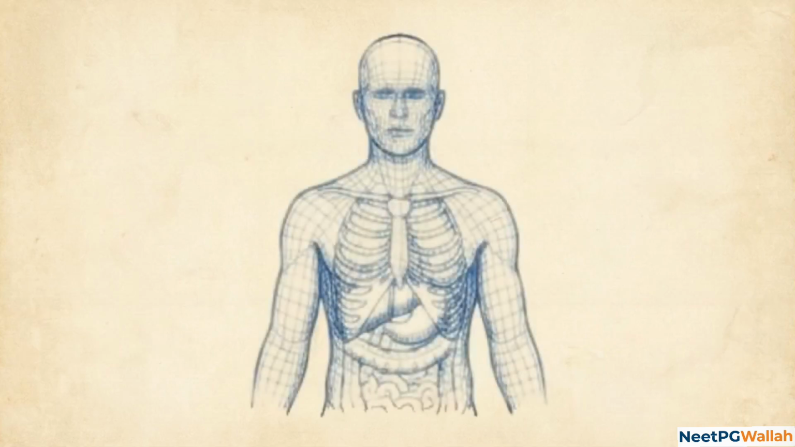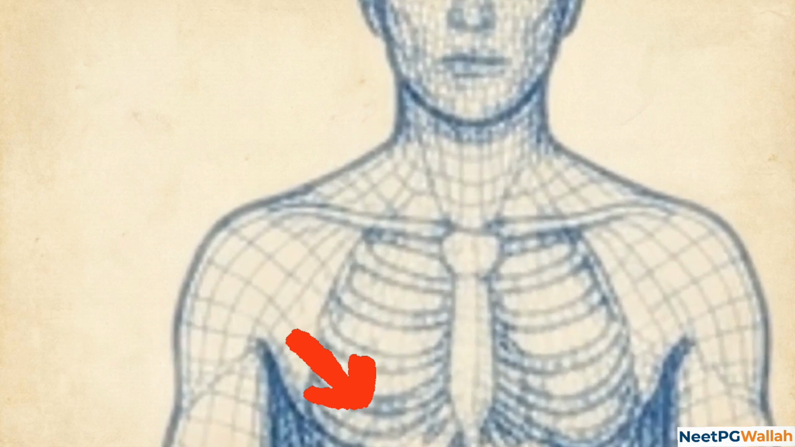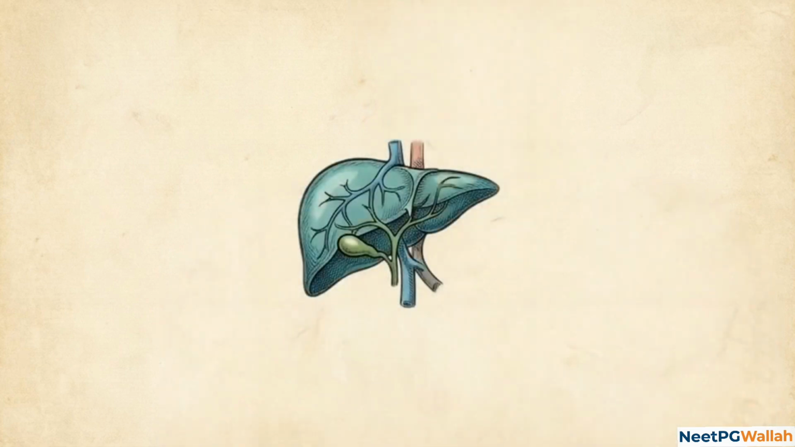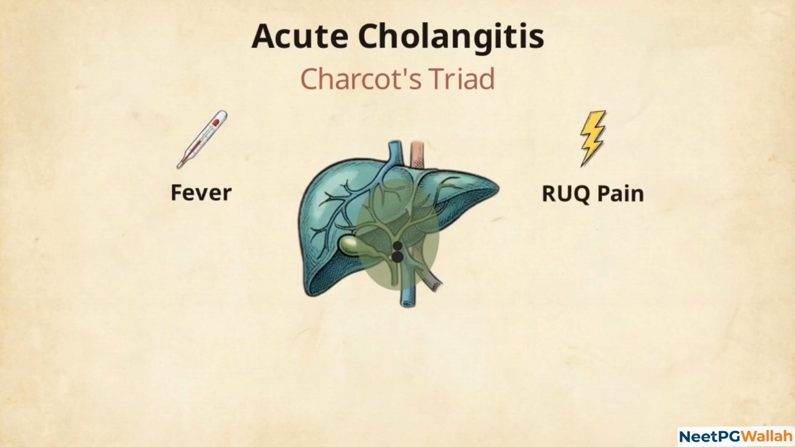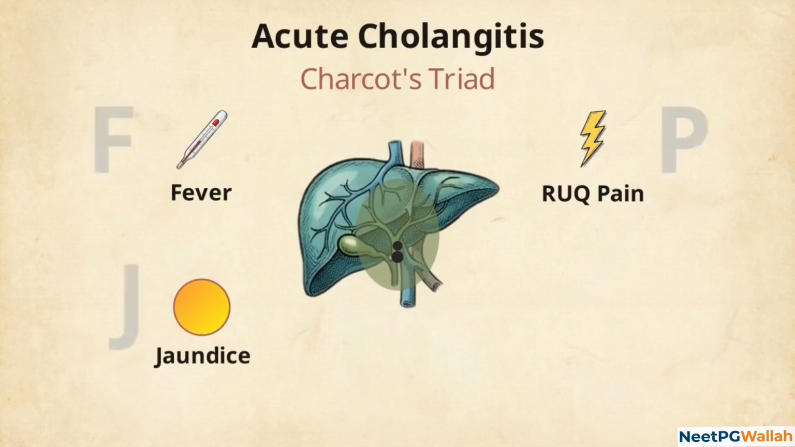This animated 3D diagram isolates our first anatomical zone of focus, the right upper quadrant, specifically the hepatobiliary system. The classic presentation for acute cholangitis is Charcot's triad. The underlying pathology is biliary stasis combined with a bacterial infection, turning a duct obstruction into a systemic emergency. Charcot defined this presentation with 3 specific components: intermittent fever, right upper quadrant pain, and intermittent jaundice.